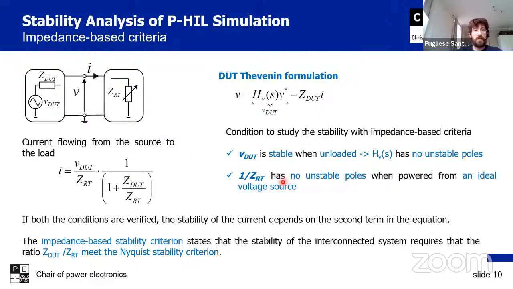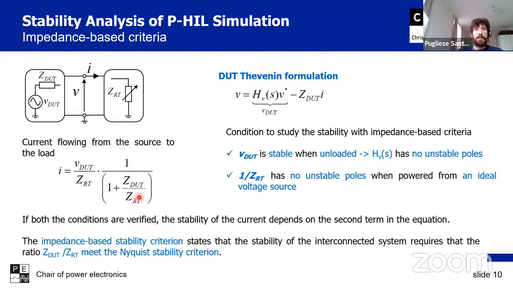So when these two conditions are verified, in this plant, the current which is flowing from the device under the test into my grid depends only on this ratio, which is the ratio between the impedance of the device under the test and the impedance of the emulated load with the power in the loop. This is important because we understand that the stability, if the plant was a coupled system, should depend only on the ratio between the Z device under the test and the Z star.